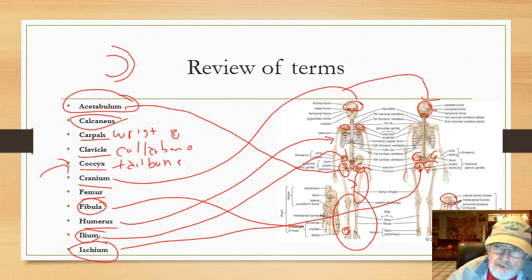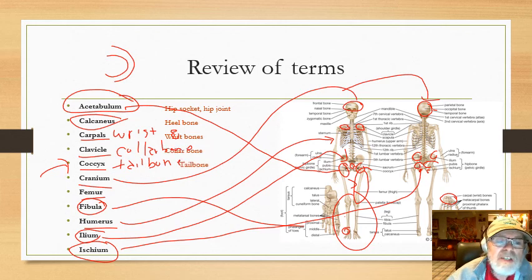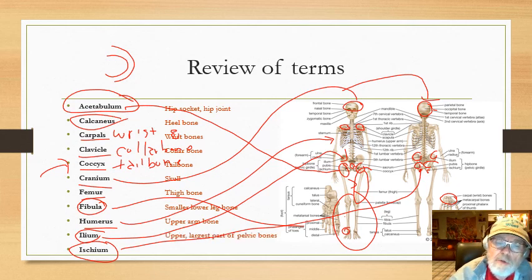So there's some terms, okay? So there were hip socket again, heel bone, wrist bones, the collarbone we talked about, tailbone. I've been writing them in. They should have been the cranium again is the top of the skull where the brain is. The femur is the thigh bone. The fibula is the smaller leg bone on the lateral side. The humerus is the upper arm bone. The ilium is part of the pelvis. It's the upper larger portion of the pelvis. And the ischium is the lowest portion and posterior in the back portion of the pelvis. Okay, so those are some of those terms.